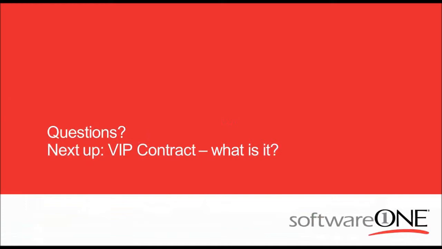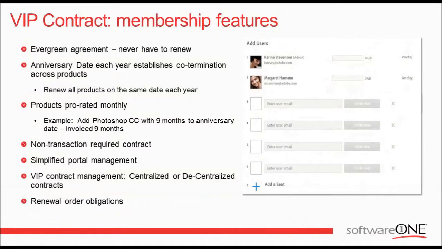All right. So what is this VIP contract? The VIP contract is an evergreen contract. You never have to renew this contract. All it functionally does is set an anniversary date. So for all the subscription products, you prorate the actual number of months remaining to get to your anniversary date.